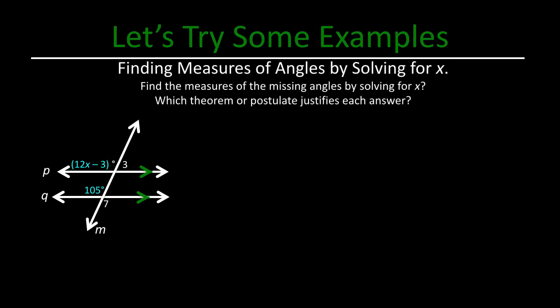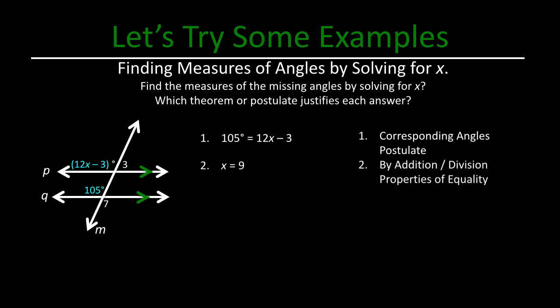We're going to be finding measures of angles by solving for x, and we also want to justify our answers by using theorems or postulates. I'm going to be focusing on 12x minus 3 and 105 degrees because I know they are corresponding angles. Our corresponding angles theorem states that they will be congruent to each other. So I have 105 degrees is equal to 12x minus 3 by corresponding angles. Now I can solve for x, which equals 9, by using my addition and division properties of equality.